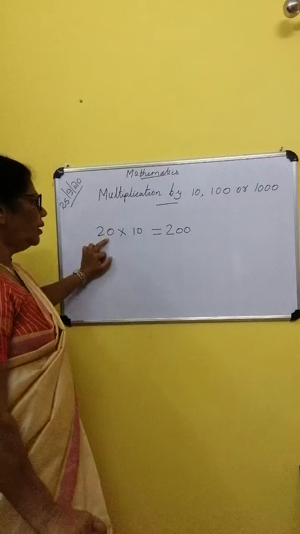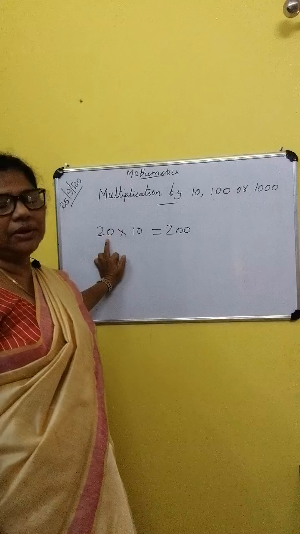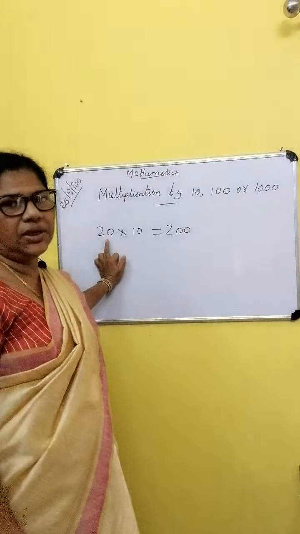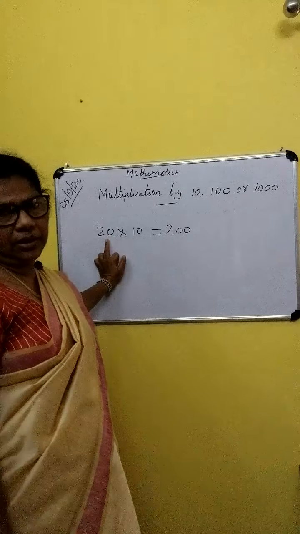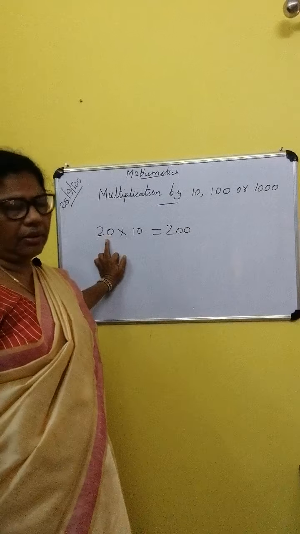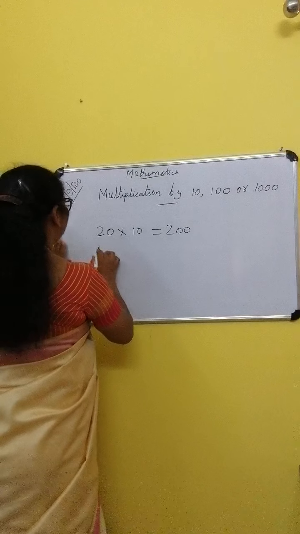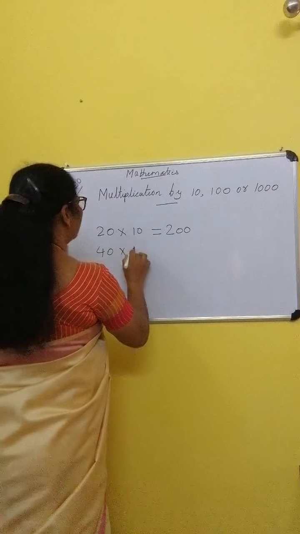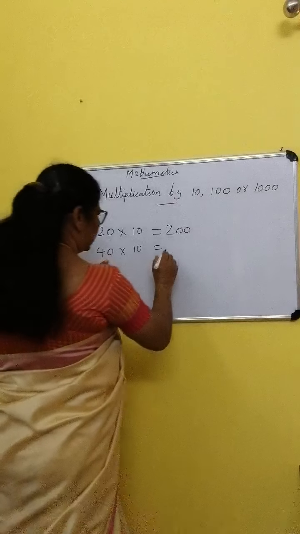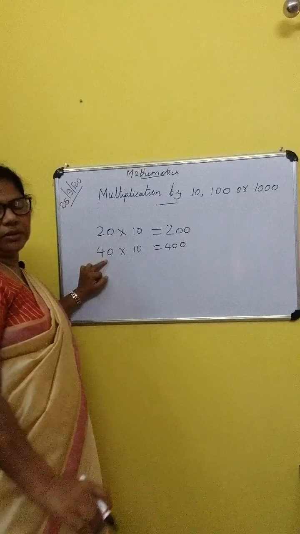Okay. See, these are multiples of 10. What are the multiples of 10? 10, 20, 30, 40, 50, 60, 70 till 90. All these are multiples of 10. Okay. Then 40 into 10. What will you get? Write 40 first. Then put this 1 0 to the right.